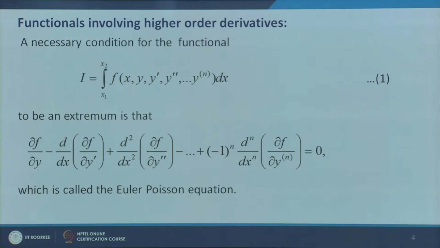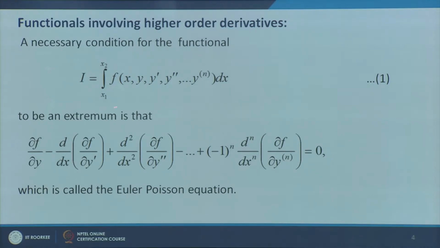Now let us discuss the case of those functionals which are to be extremized and they involve higher order derivatives. So here we shall be having an independent variable x and a dependent variable y and its higher order derivatives, that is y double dash, y triple dash and so on, the nth derivative of y.